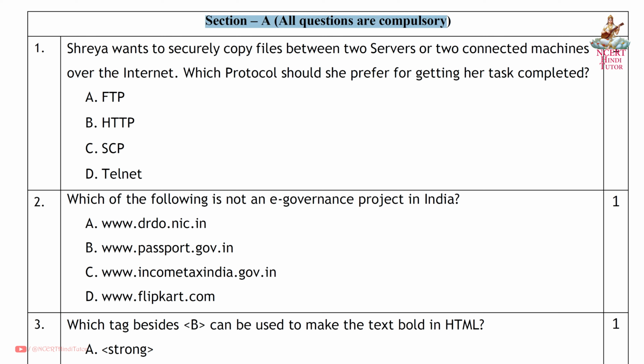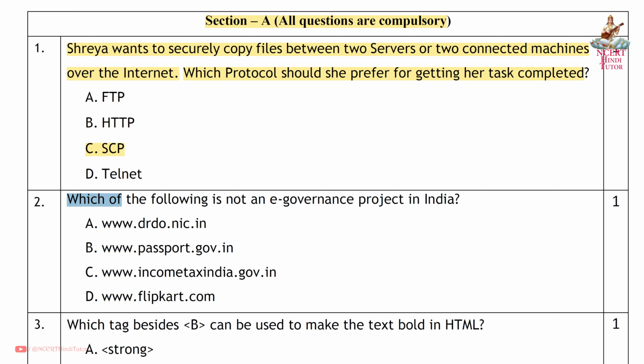Section A, all questions are compulsory. First, Shreya wants to securely copy files between two servers or two connected machines over the internet. Which protocol should she prefer for getting her task completed? Answer C. SCP. And full form of SCP is Secure Copy Protocol.